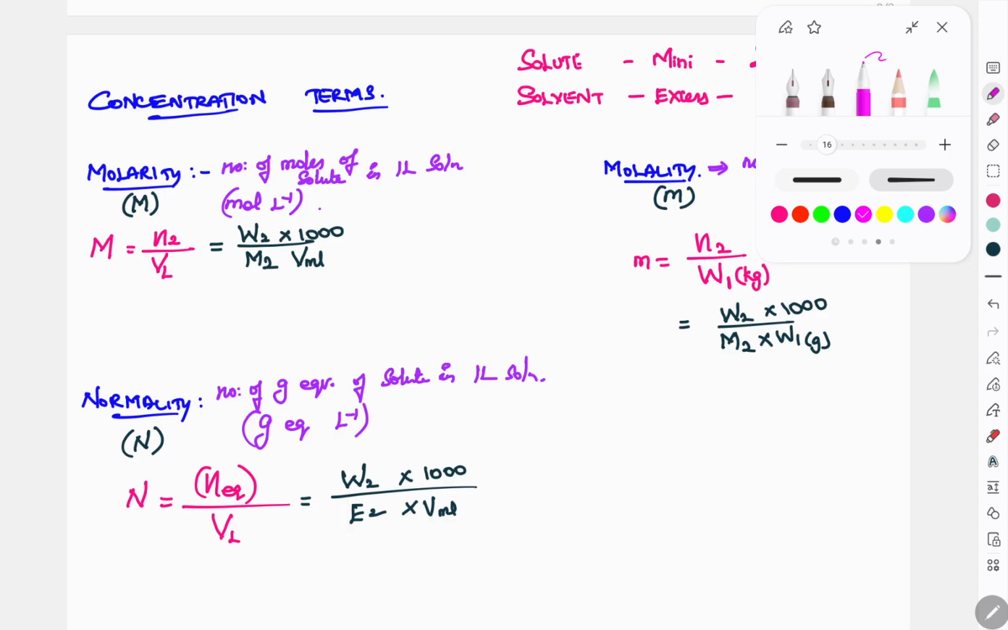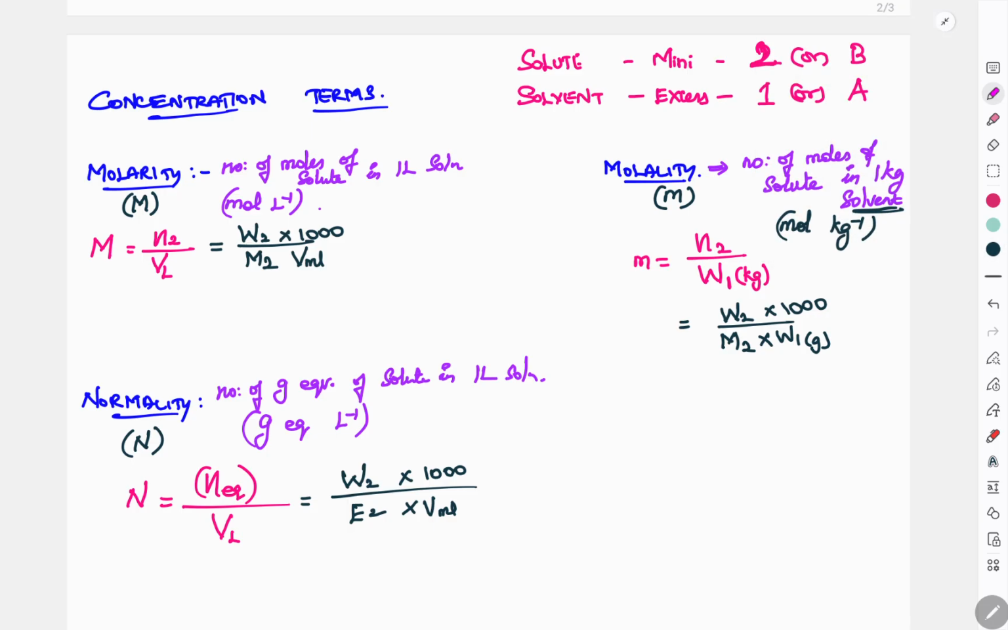From these formulas I am going to deduce 3 other formulas. I'm going to keep W2 on this side and take the remaining two things to the left-hand side. What will be the formula? W2 is equal to capital M, molarity, times M2, the molecular weight of solute, times volume by 1000. Similarly here, W2 is equal to normality times equivalent weight of solute times volume in milliliters divided by 1000.